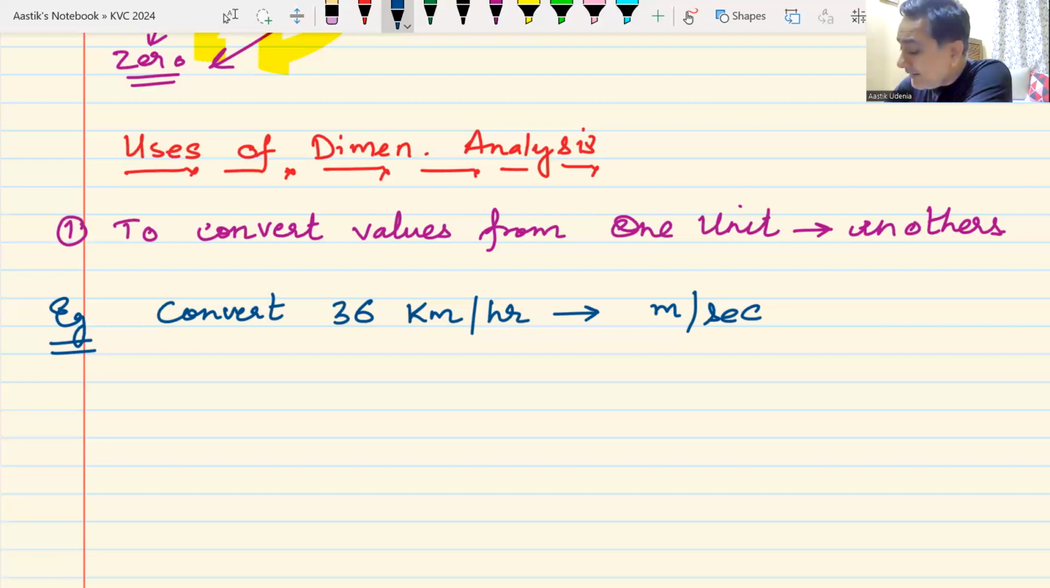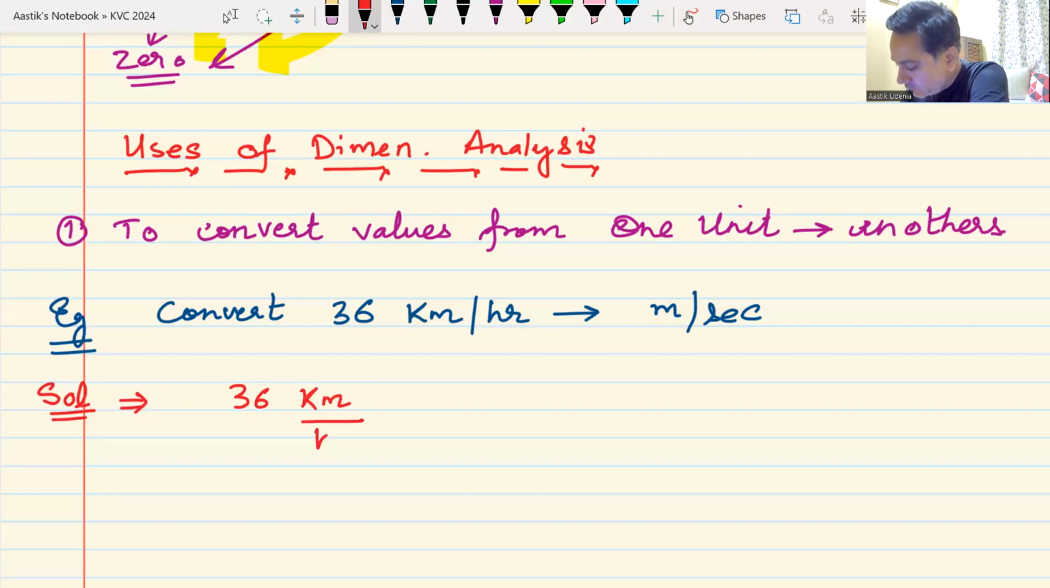Okay. So basically, what he is saying is very simple. Now, if I just write the solution here, remember, it is a simple thing that you must understand. If we write the solution here, from there we would be able to make out a lot of things that I want you to understand. So I write 36 kilometer per hour. Now I have to convert it into meter per second.